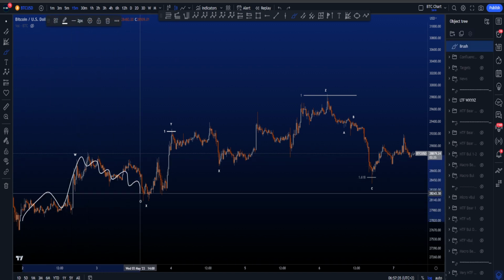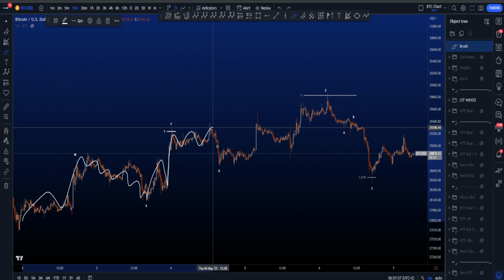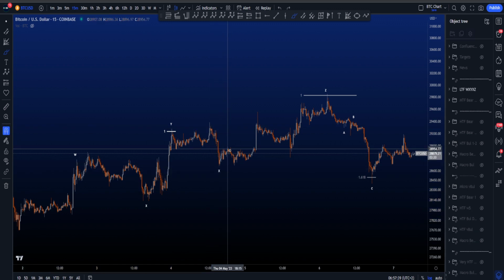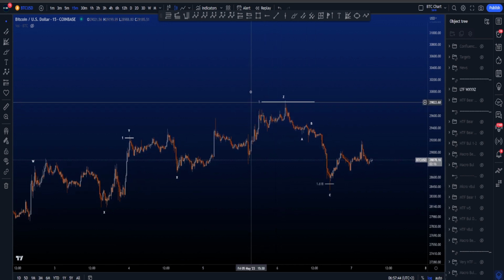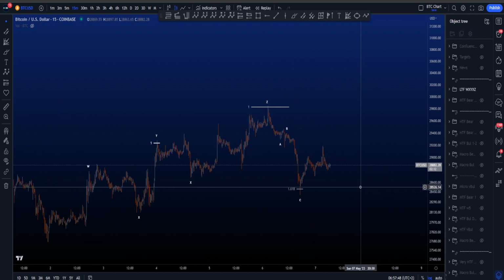Then we have a corrective X over here, another 3-wave, an ABC corrective structure in X, and then another 3-wave to the upside, and then this being a wave Z, where wave Z reached its common target of also hitting the 1-to-1. So that's actually quite nice indeed.